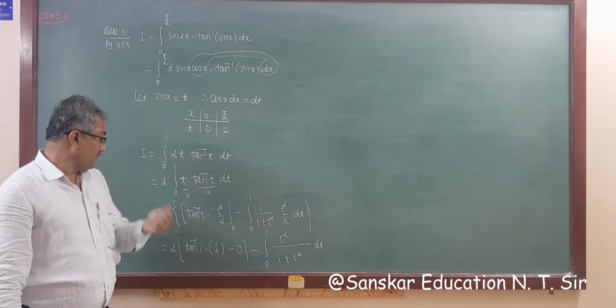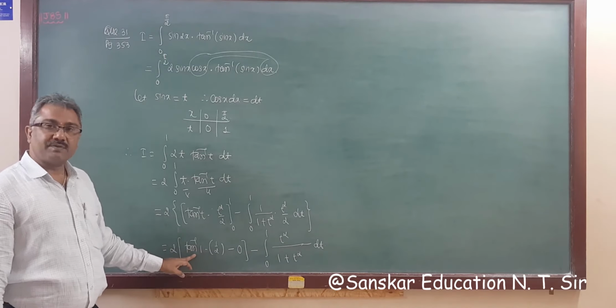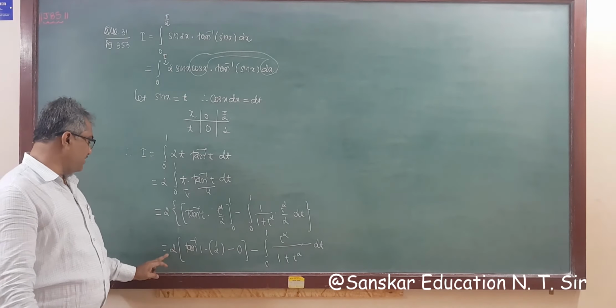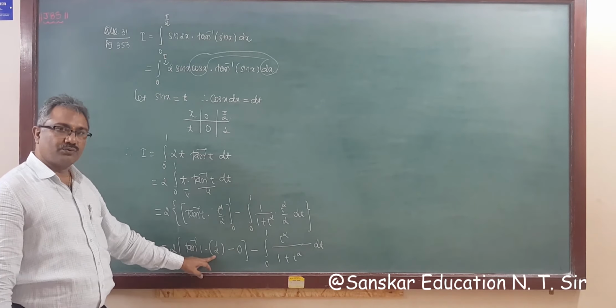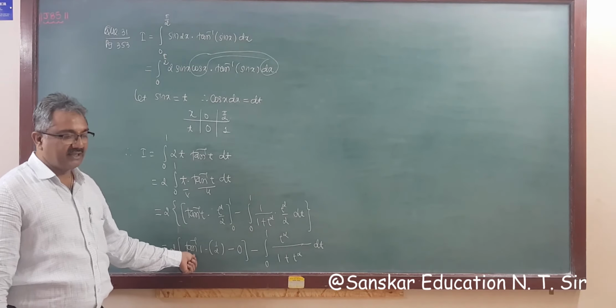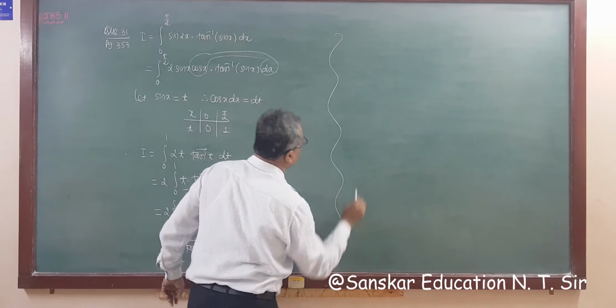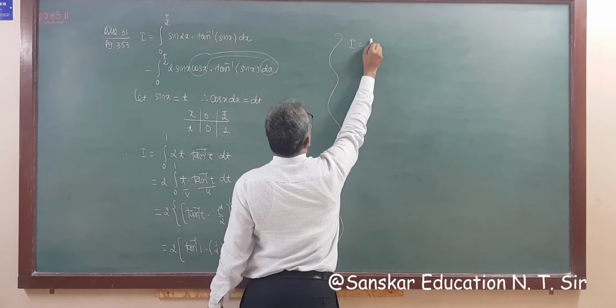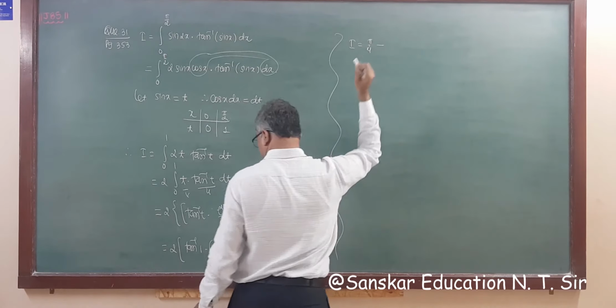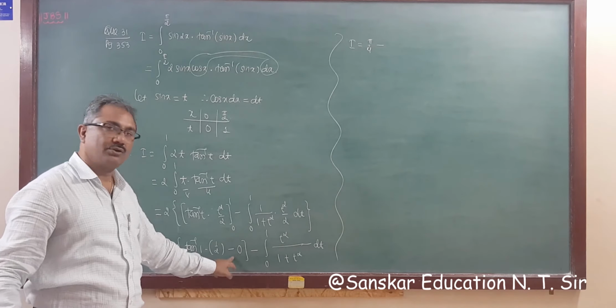Now tan inverse 1 is pi by 4. Now these 2 and these 2 will be cut. So tan inverse 1, that is pi by 4. So what we get here? Pi by 4. So I is equal to pi by 4 minus, this is 0 minus.